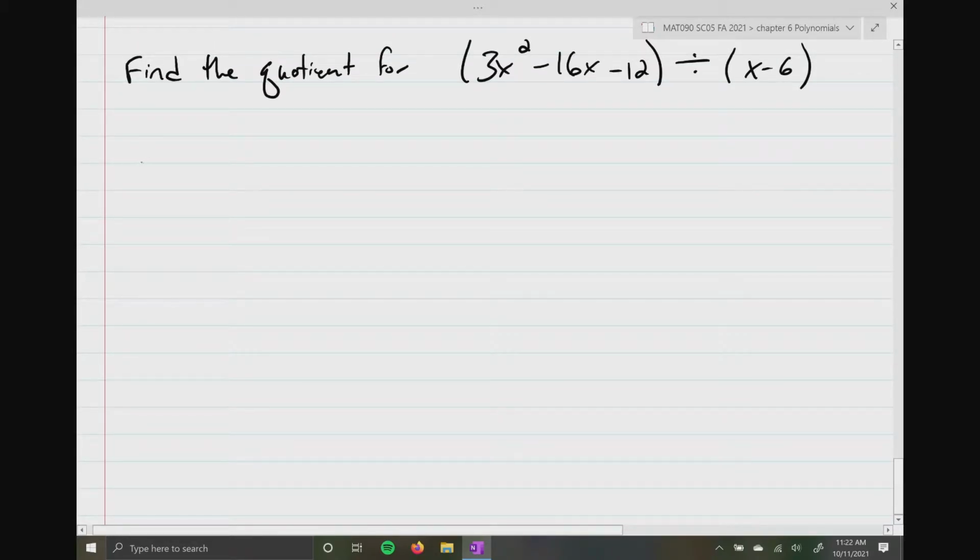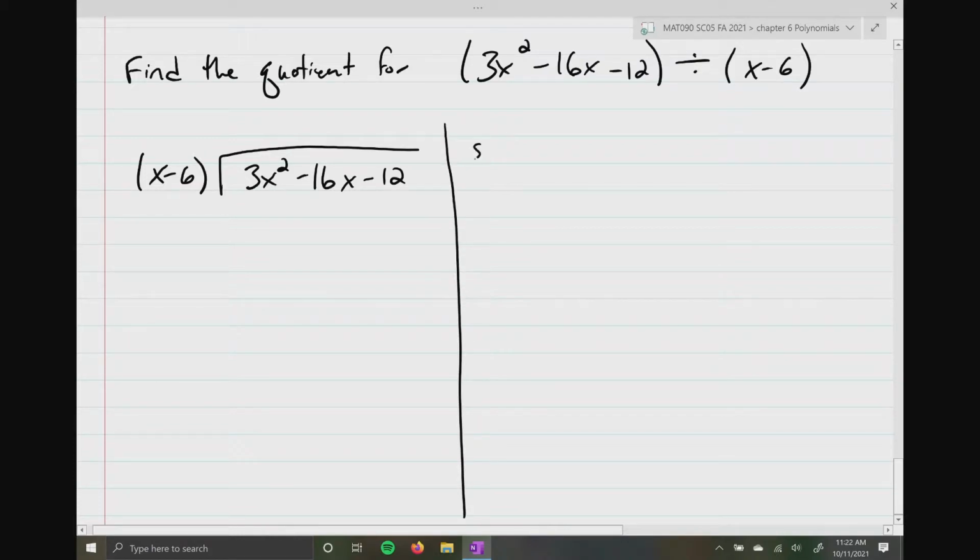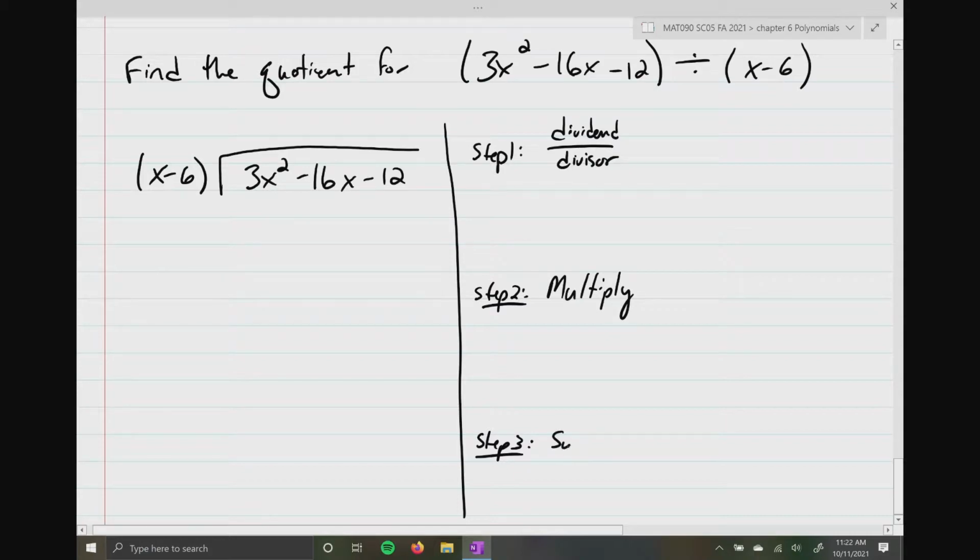So here we go. We're going to set up our problem. I'll put the x minus 6, my divisor, outside. My dividend, 3x squared minus 16x minus 12, goes inside. I'm going to draw my line, write out my steps. Step one, dividend over divisor. Step two is our multiplication step. All right, so I'll just put multiply. And then step three, we've got to subtract.